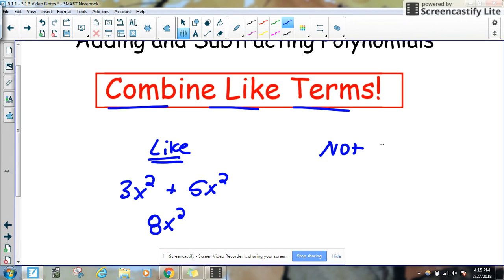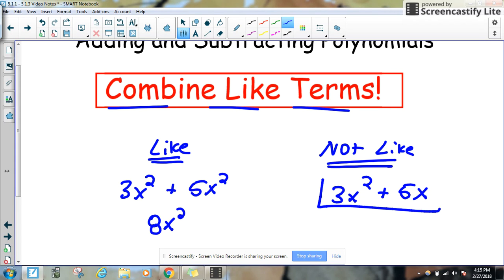So what does it look like if terms are not like? Well, that just means they have different exponents. For example, 3x to the second power plus 5x to the first power. These are not like, and they could not combine to give you anything at all. You would just simply say, oh, that's the final answer. You can't actually add them together.